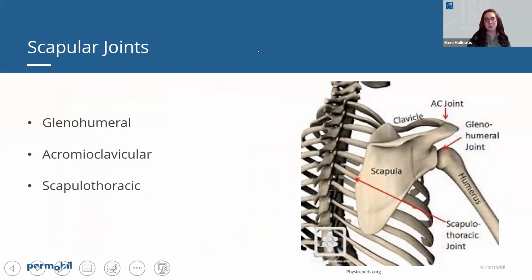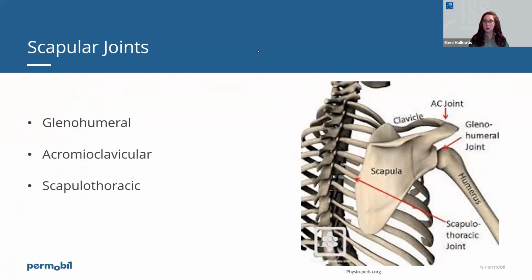So the scapulae have three joints. We have the glenohumeral joint, the acromioclavicular joint, and the scapulothoracic joint. The glenohumeral joint is the most common joint that we think of when we're considering the shoulder. And the glenoid fossa for the glenohumeral joint is part of the scapula. So that's the integral part of our shoulder joint where we get 180 degrees of range of motion.